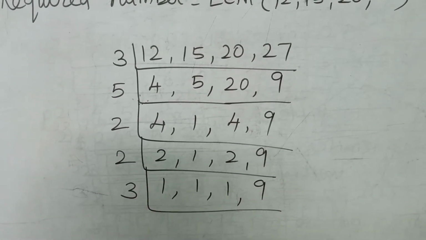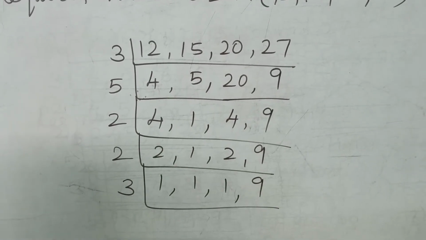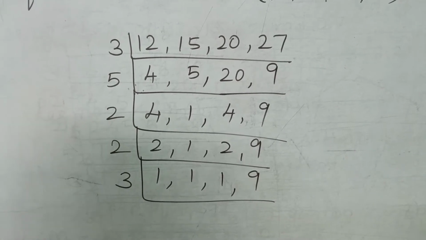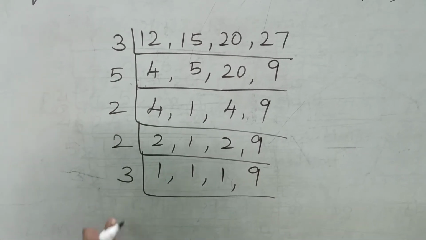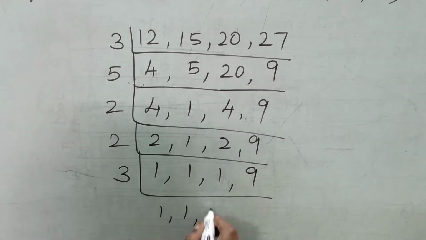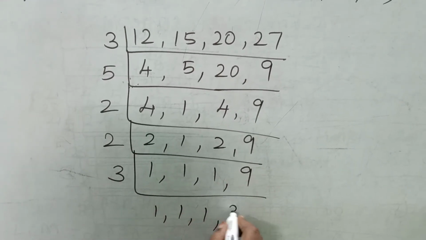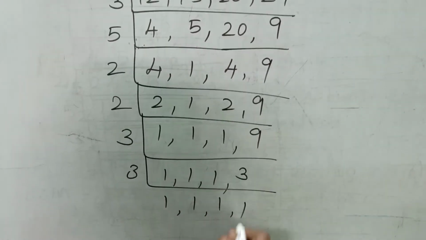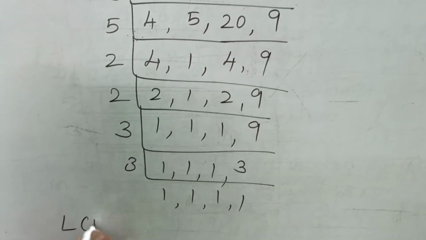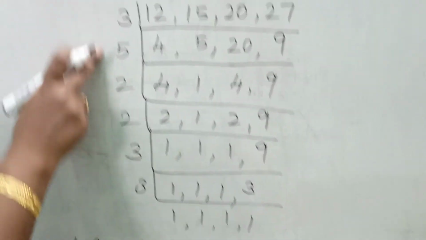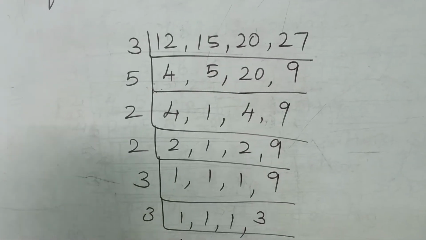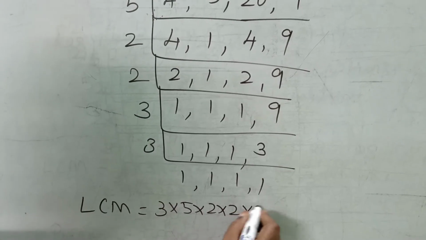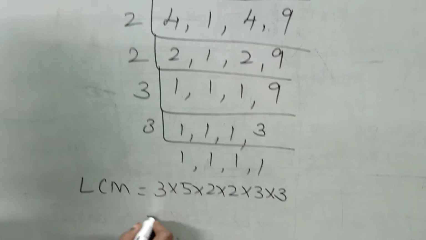I am using prime factorization. Therefore, each divisor must be a prime number. 2, 3, 5, 7, 11 are prime numbers. Okay. 1 write as it is, 1. 9 divided by 3 is 3. Again divided by 3: 1, 1, 1, 1. Therefore, LCM is the product of the numbers 3 into 5 into 3 into 5 into 2 into 2 into 3 into 3.